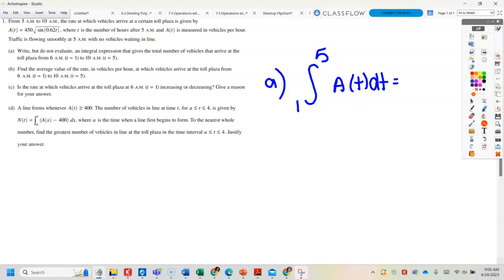Find the average value of the rate, in vehicles per hour, at which vehicles arrive at the toll plaza. So if I'm finding the average value of the rate, am I finding the slope of the secant, or am I finding the average value of the integral? We're doing A of 5 minus A of 1 over 5 minus 1, or we're doing the integral from 1 to 5 divided by 5 minus 1. What do you think?